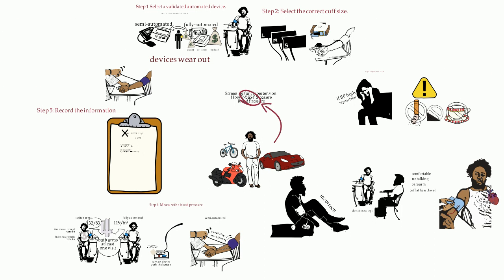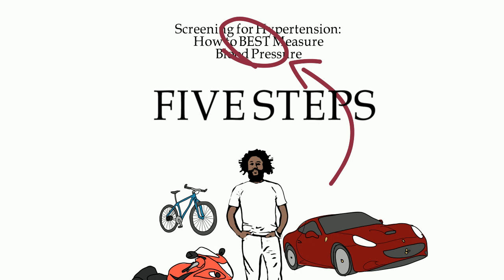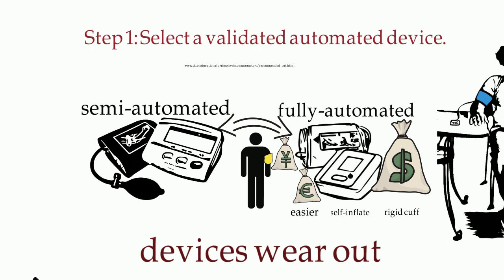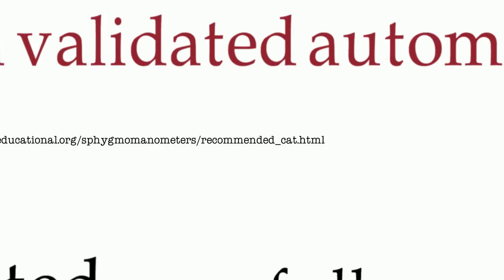Now that you've reviewed this video, let's summarize the steps involved in best measuring blood pressure. 5 steps to best measure blood pressure. Step 1. Select a validated automated device. Visit this website for devices that have passed international standards.